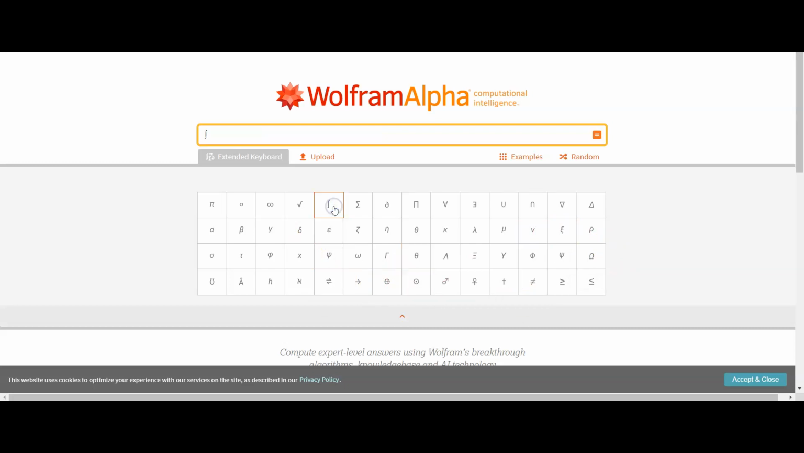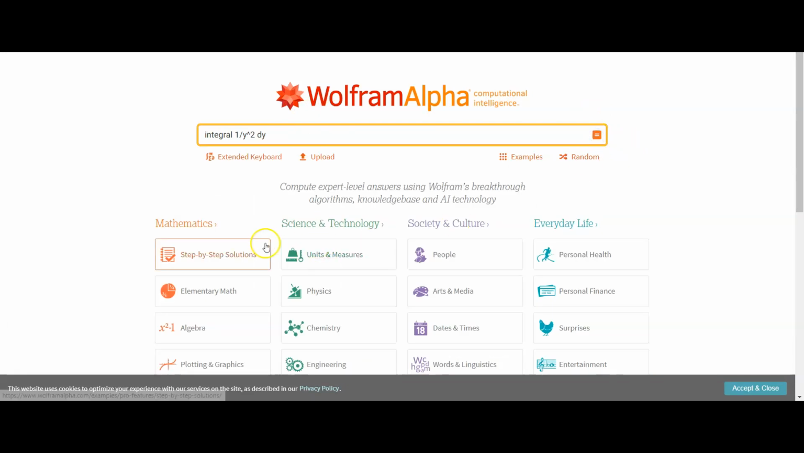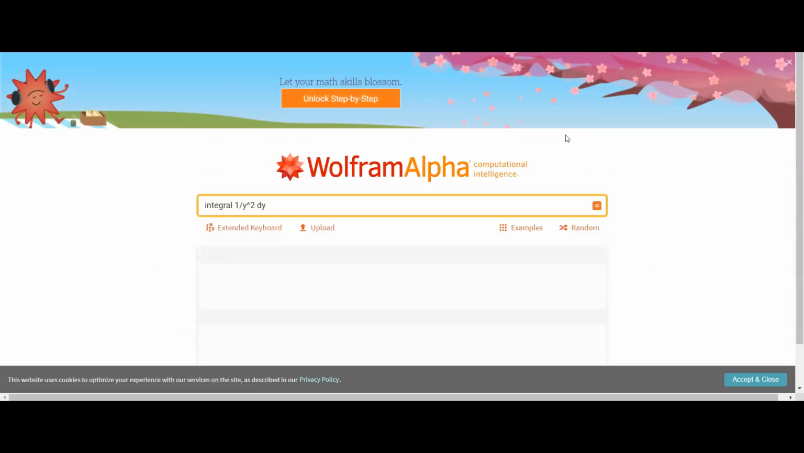You could either enter that in to say integral of, or if you don't want to search for it, you can just type in the word integral. And what we want to integrate is 1 divided by y to the power of 2 dy. Just simple as that. You'll be able to check your input to verify that it's what you wanted to input.